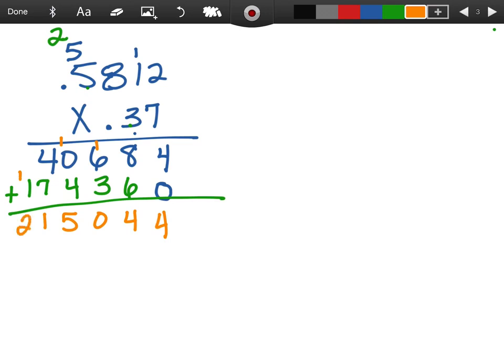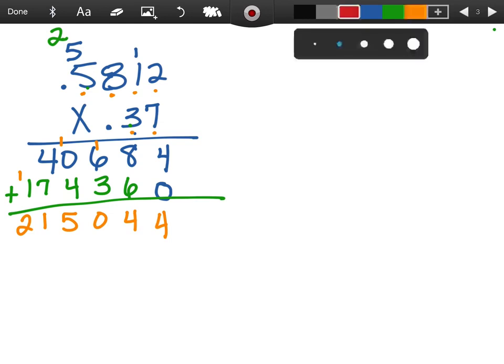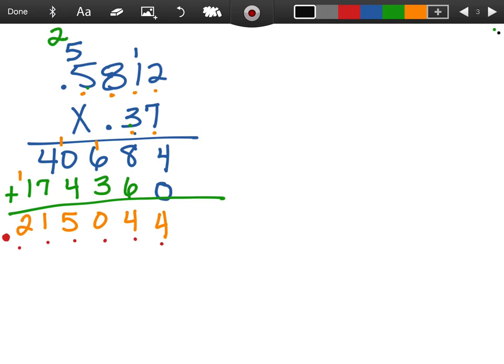Okay, now if you remember, we talked at the beginning of this problem about how many numbers are behind the decimal, so let's add them up again. 1, 2, 3, 4, 5, and 6. So I need to look at my problem and place my decimal. So I've got 1, 2, 3, 4, 5, 6, which means my decimal is going to go at the very, very beginning.